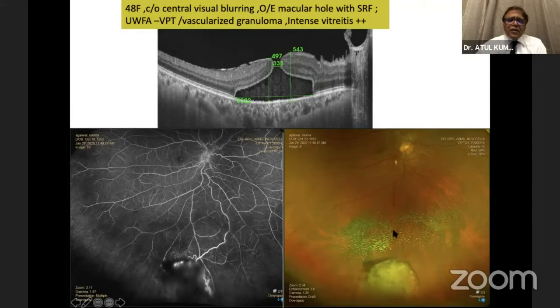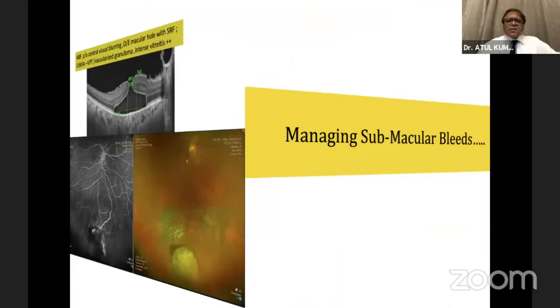sitting at the periphery. So we actually spent some time, a few months, lasering the VPT to make sure all the exudation from the VPT got taken care of, and then only repeated the whole surgery. So whenever you see a macular hole, just don't straight away get excited and do the surgery, because you might have something in the periphery also, and it's important to see it.